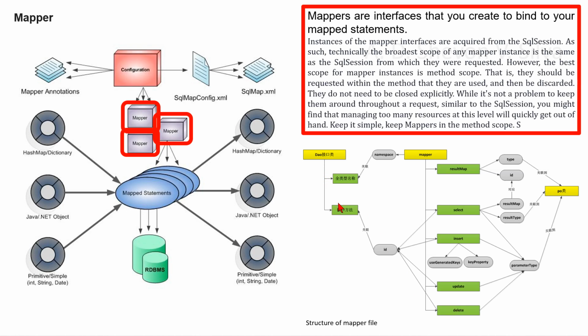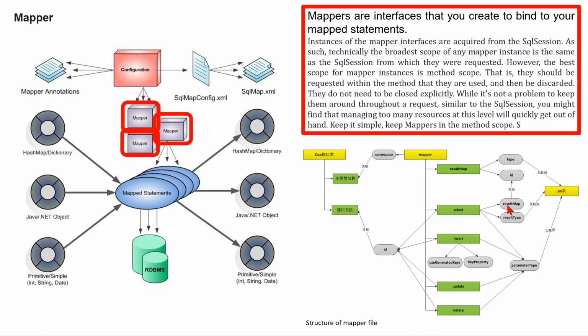Here DAO is connected to two parts, and here it's connected to namespace. Here the mapper is connected to namespace, and here ID is connected to the mapper, which is connected to result map, select, insert, update and delete. Here ID is connected to select, insert, update and delete. Here the result map is connected to type and ID. Type is connected to PO.